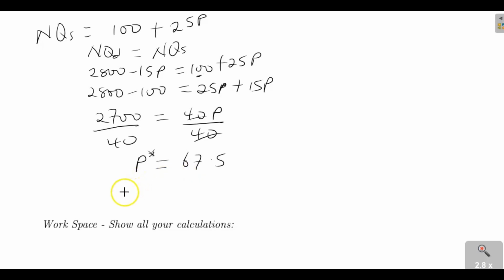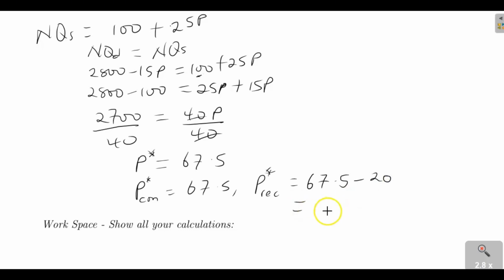So this is the equilibrium price that the consumers are going to pay. What the consumers are paying is 67.5. To get the equilibrium price that the producers are going to receive, that is going to be the price being paid by the consumers minus the tax that is in effect. And what is 67.5 minus 20? That is 47.5. So producers are going to receive this price, and consumers are going to pay this price.